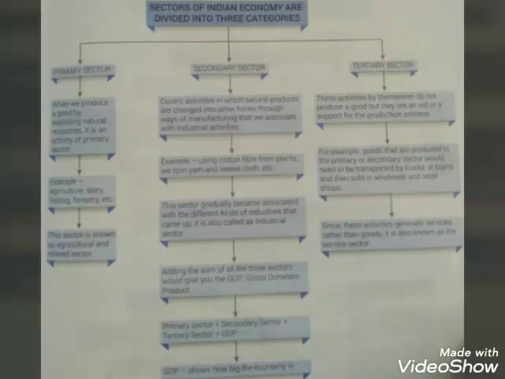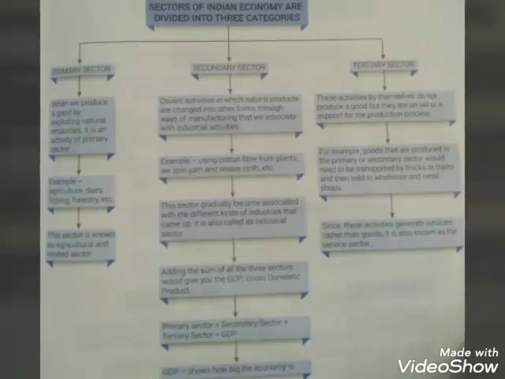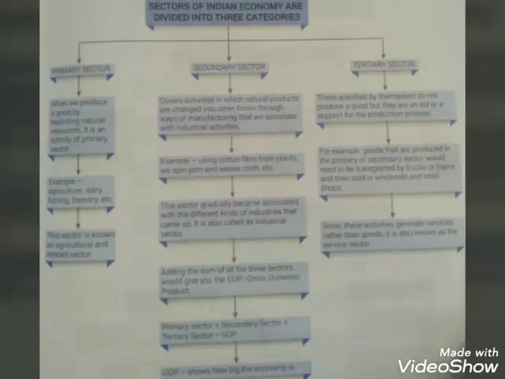So all those goods and services which have been produced in all these three sectors are summed up and they give us the GDP, that is, adding the sum of all three sectors would give us the GDP, that is gross domestic product. Now children, the question comes: how do we count the various goods and services and know the total production in each sector?